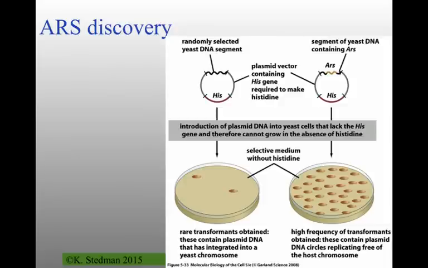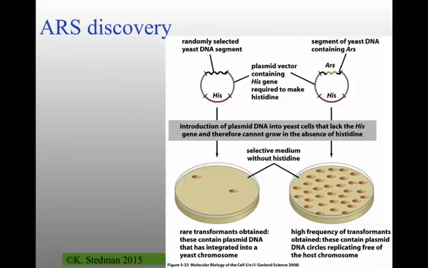Origins in E. coli were pretty straightforward. You found there was just one, and so it was pretty easy to find. That's where DnaA bound. You went from there, you had two replication forks, et cetera. So that was pretty easy to deal with. On the other hand, eukaryotes had many of these replication origins. So how do you find them?